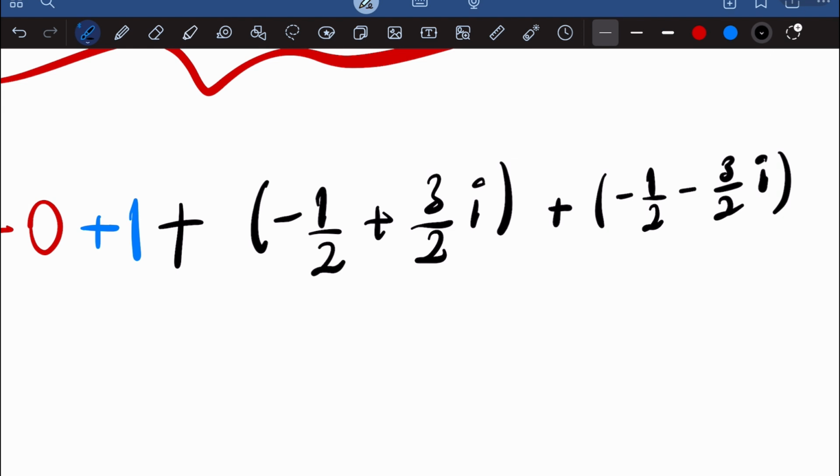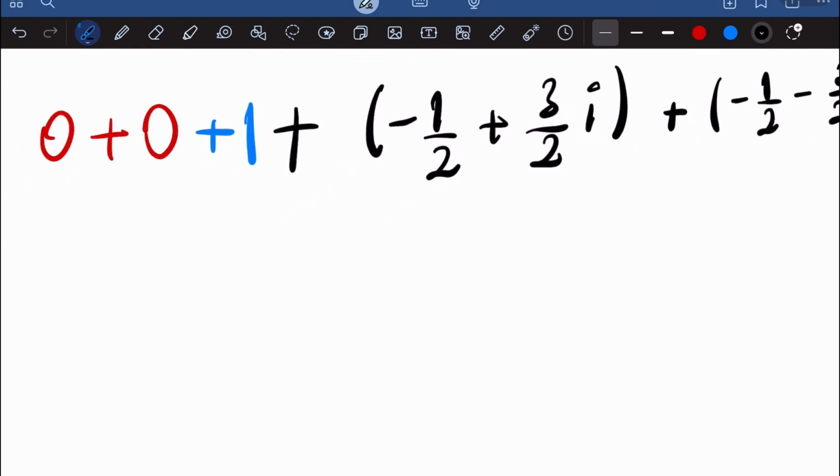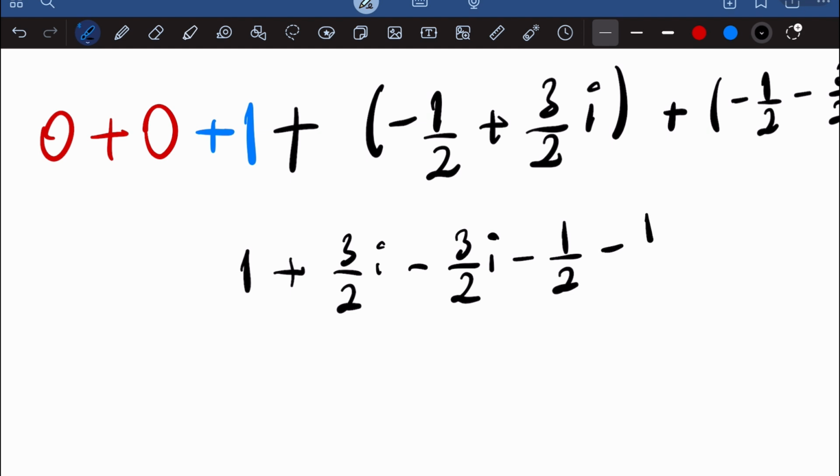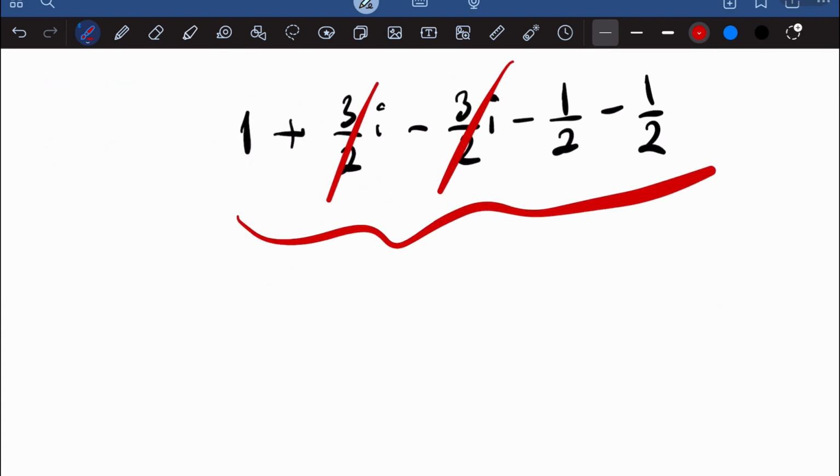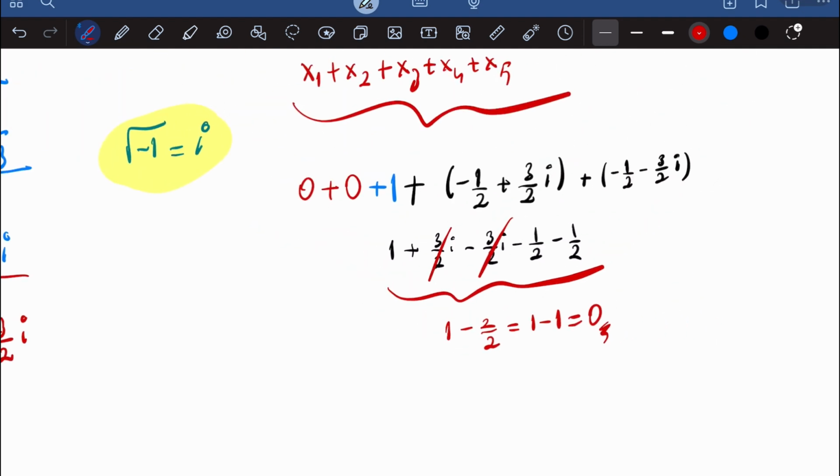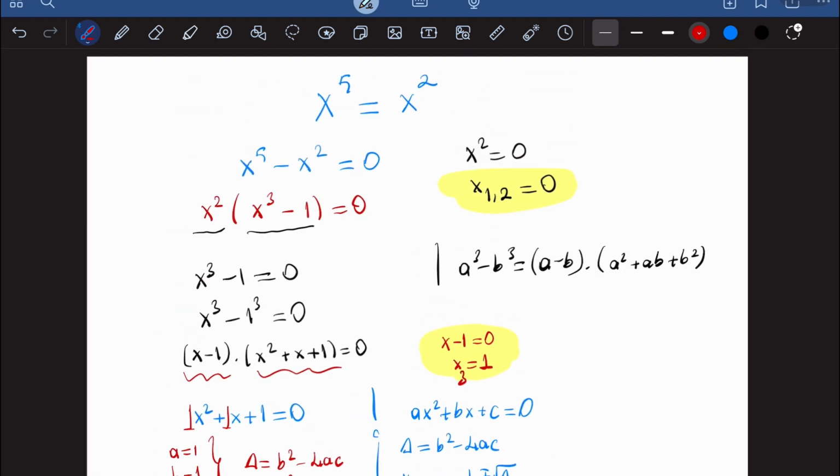Of course, if we get rid of this parenthesis, we see that this becomes 1. What will 1 plus be? Here, 3i over 2 minus 3i over 2. Then what happens? Minus 1 over 2, minus 1 over 2. What happened to these? What is our remaining expression? 1 minus 2 over 2. So 1 minus 1 equals 0. So after all this effort, the answer to the question turned out to be 0.